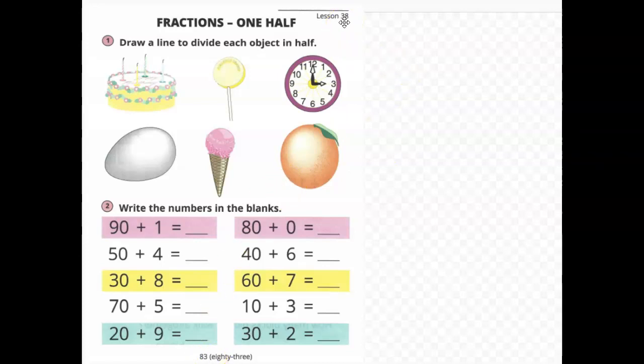Lesson 38. That's really interesting. I love number games, and if you look, today we're on lesson 38, which is a 3 and an 8, and it's page 83, which is 8 and 3. The numbers go backwards. That's so funny.